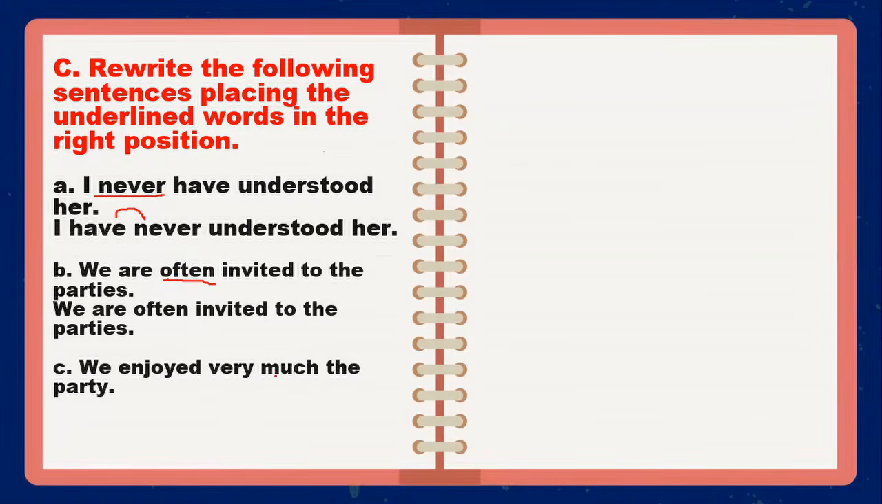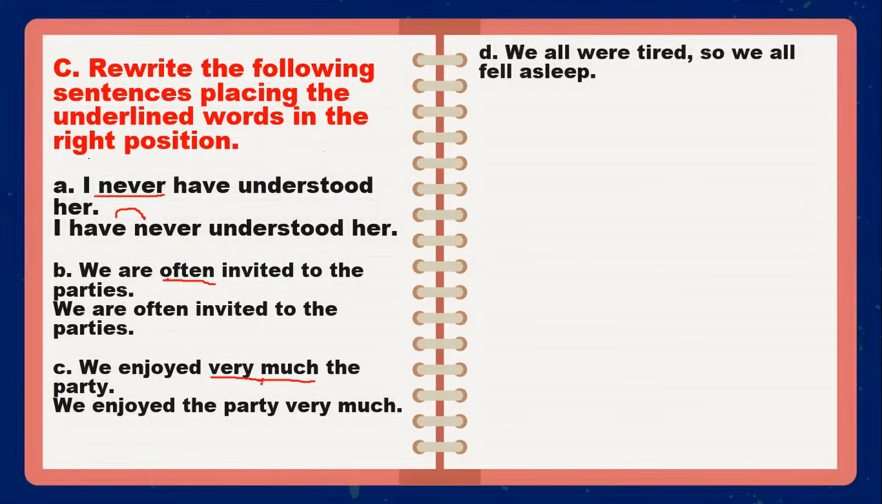We enjoyed very much in the party. So this much is your adverb here. So very much is the underlined word. So we enjoyed the party very much. We all were tired, so we all fell asleep. So let me just make the corrections here. We were all tired, so we all fell asleep. So this is the mistake.